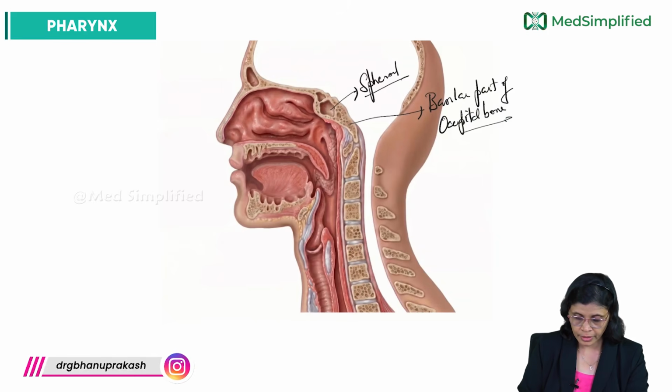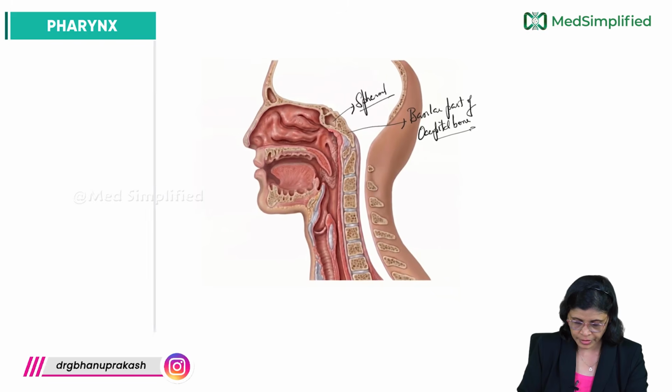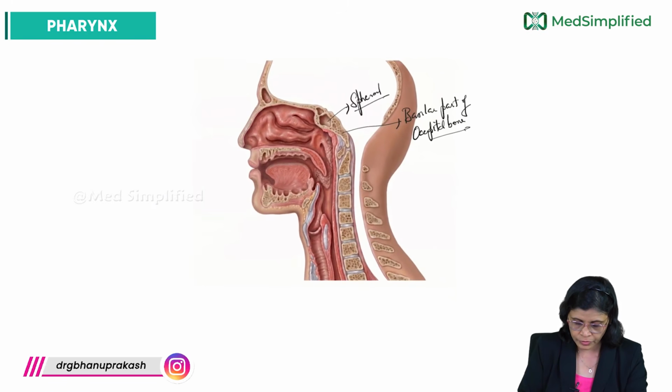And below it becomes continuous. If you see here, this is C1, C2, C3, C4, C5 and C6. At this level it becomes continuous with the esophagus. So this will be the esophagus where it becomes continuous below.